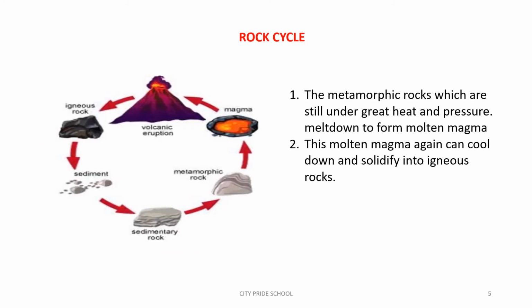Now see here the metamorphic rock that we have seen, how it has formed. Now this metamorphic rock, still under great heat and pressure, melts down to form molten magma. Again this molten magma comes out through volcanic eruption, cools down, sediments are formed, sediments get settled down at a particular place, sedimentary rock is formed, and again due to heat and pressure metamorphic rock is formed, and this cycle goes on and on.